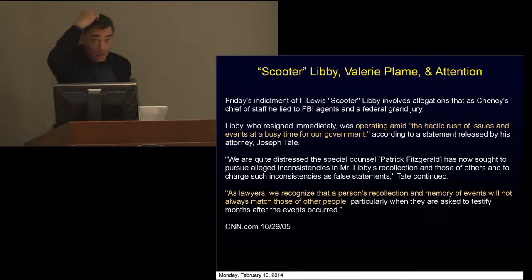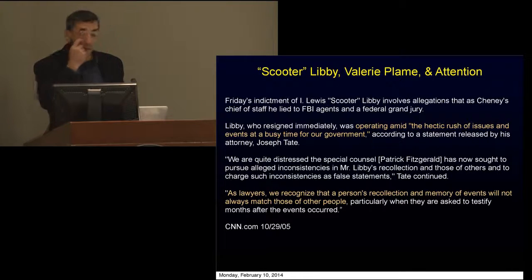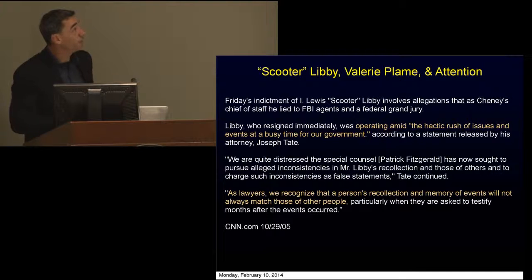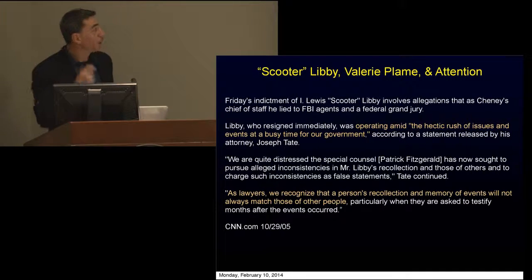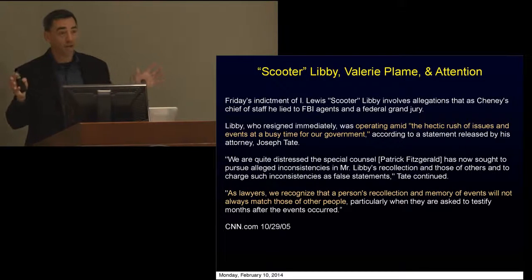Here's another point about attention, made quite nicely by Scooter Libby's lawyer. I particularly like an aspect of the wording the lawyer used. This is in relation to Libby being charged with perjury in the Valerie Plame incident. Libby's lawyer said, well, it's not that he perjured himself. One, his attention was divided. He was encoding these events amidst the hectic rush of issues and events at a busy time for our government. Okay, great.